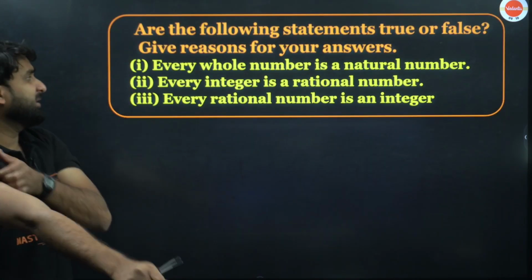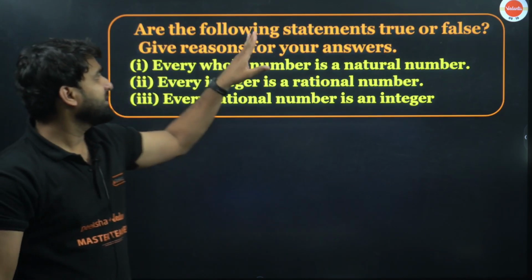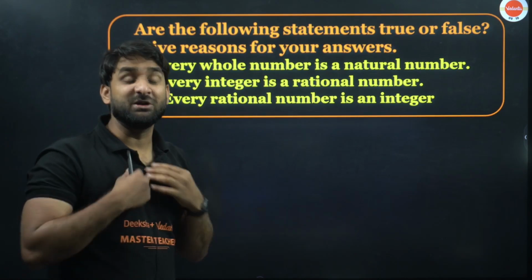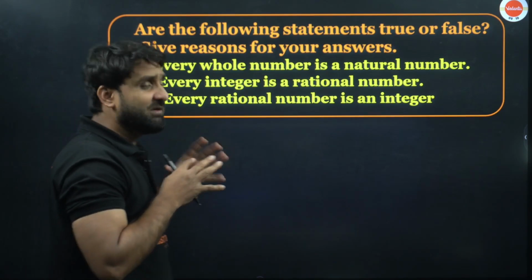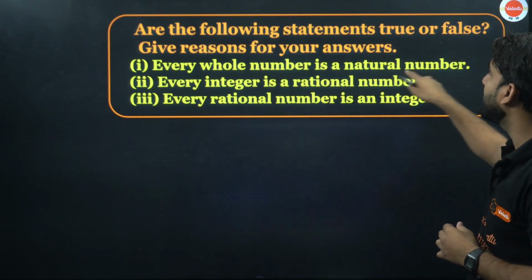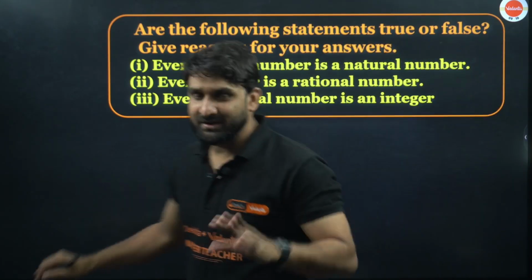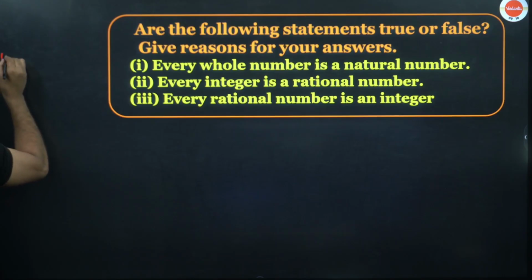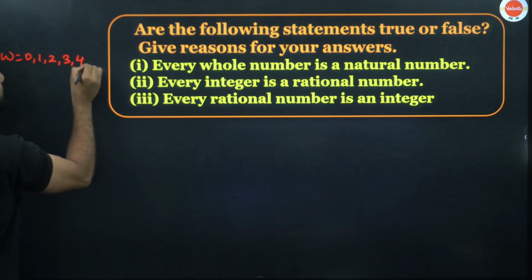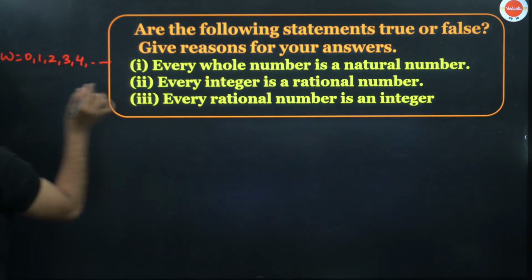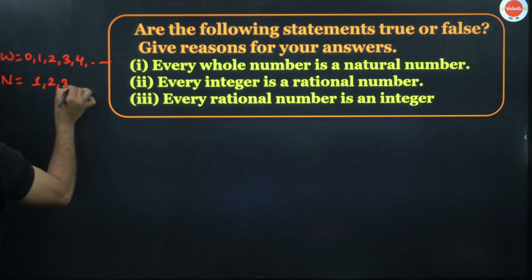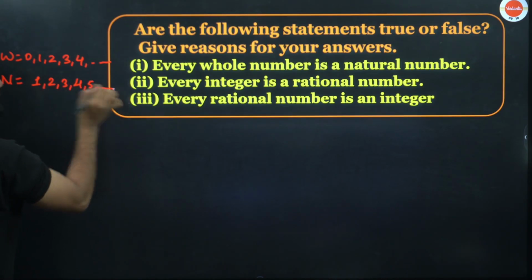Look at the question, champions. So the first question is, are the following statements true or false? Give reason for your answer. Okay, so we have to mention the reason also, and we have to identify whether the given statements are true or false. So look at the first question. Every whole number is a natural number. So do one thing. Write down here whole number. So whole number is 0, 1, 2, 3, 4 and so on. Every whole number a natural number. Now natural number starts from 1, 2, 3, 4 and so on.